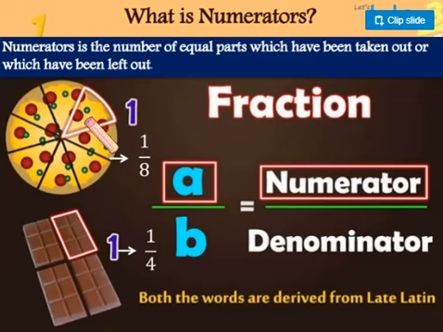Similarly over here, one pizza was eaten, that's why the numerator was 1, and in the denominator we add the eaten part also. So over here the denominator is 8. Both the words numerator and denominator are derived from late Latin.